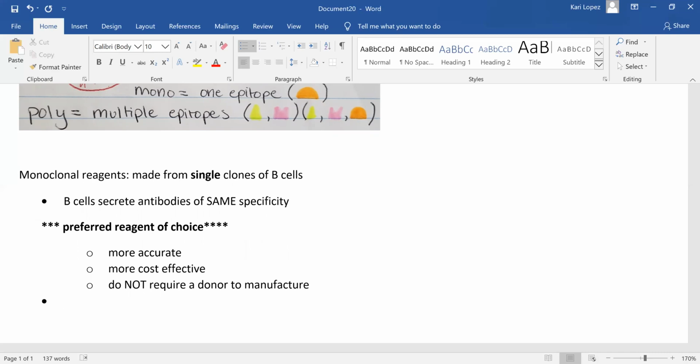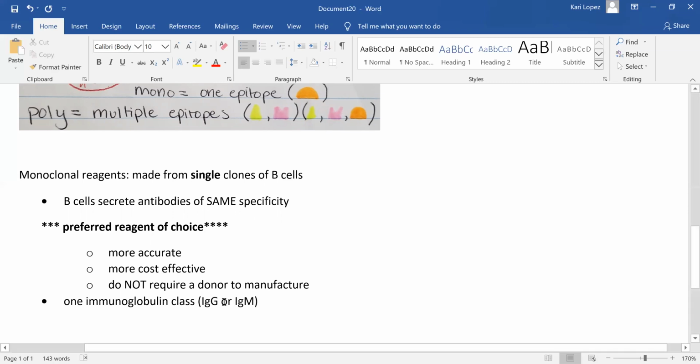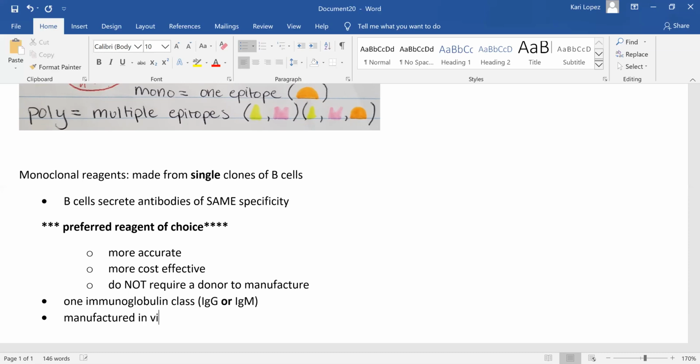Now, we talked about polyclonal being IgM and IgG classes. So your monoclonal are going to be one immunoglobulin class, meaning it's either going to be IgG or IgM. They are manufactured in vitro. Is that in the lab or in the body? That is in your lab. And then in vivo is going to be in your body. So these are manufactured in the lab in vitro using hybridoma technology.